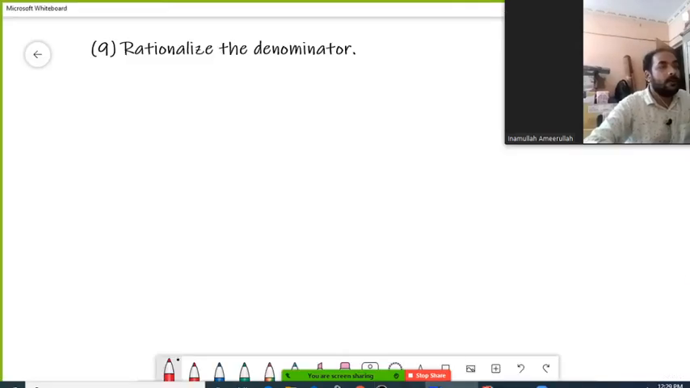When we are talking about rationalizing the denominator, in any fraction, if your denominator is in complex form, we can simplify the denominator by using some techniques, and we need to learn those techniques. In question number 9, you need to rationalize the denominator, where the first sub question is 3 by root 5.